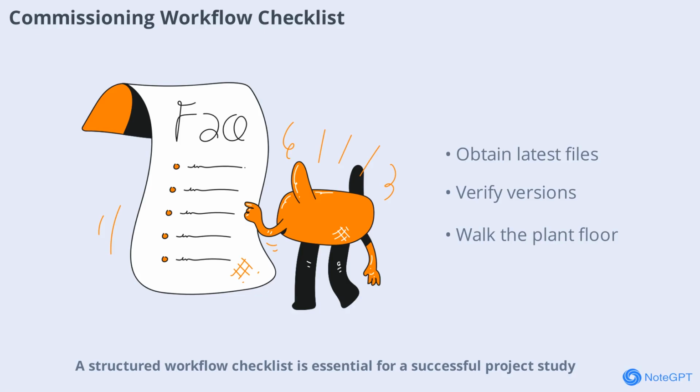A structured workflow checklist is essential for a successful project study. The checklist includes obtaining the latest CBM file and wiring diagrams, verifying CBM and library versions, mapping all controllers and I/O modules, listing all control module instances, checking task scan times, verifying a SCADA mapping, and physically walking the plant floor to verify device locations. Following this checklist ensures that no critical step is overlooked.